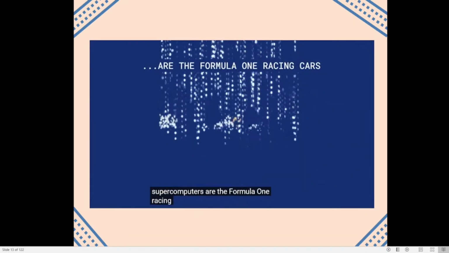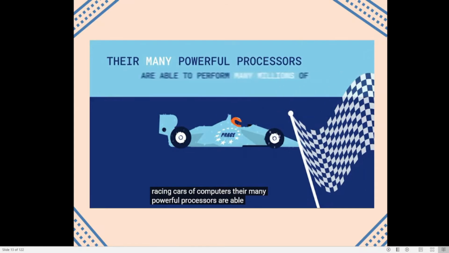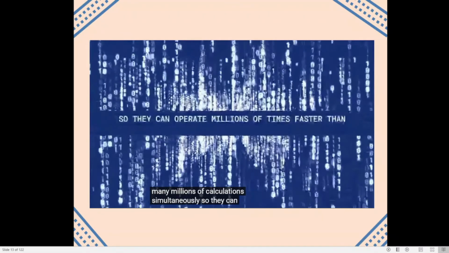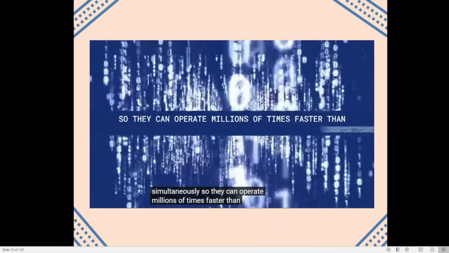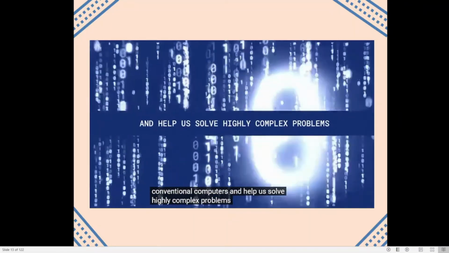Supercomputers are the Formula One racing cars of computers. Their many powerful processors are able to perform many millions of calculations simultaneously, so they can operate millions of times faster than conventional computers, and help us solve highly complex problems.